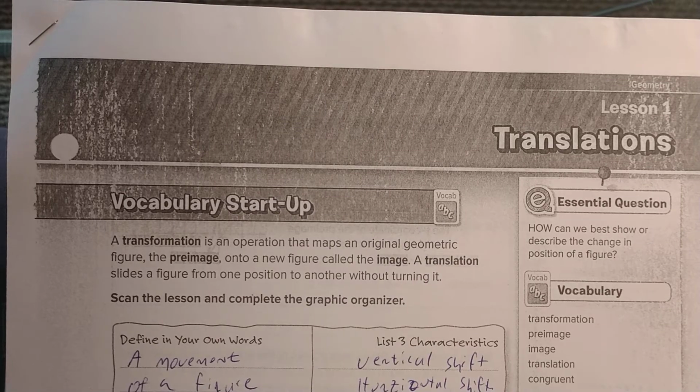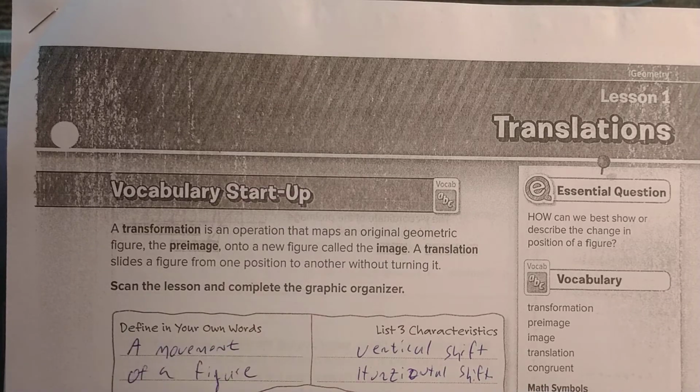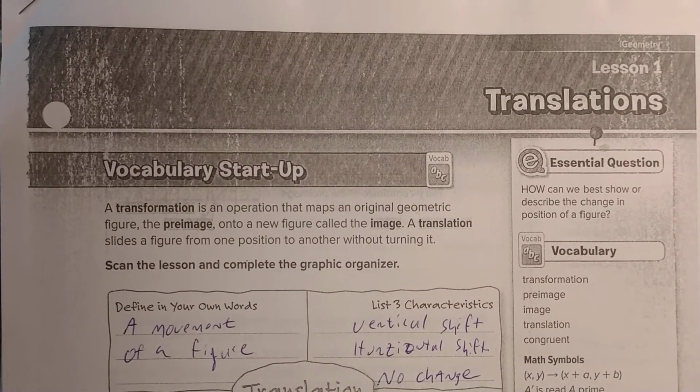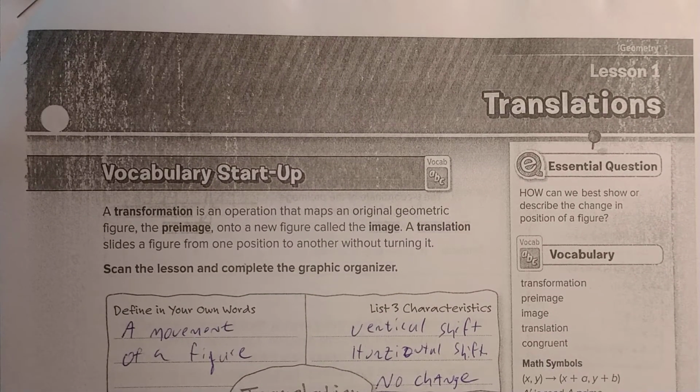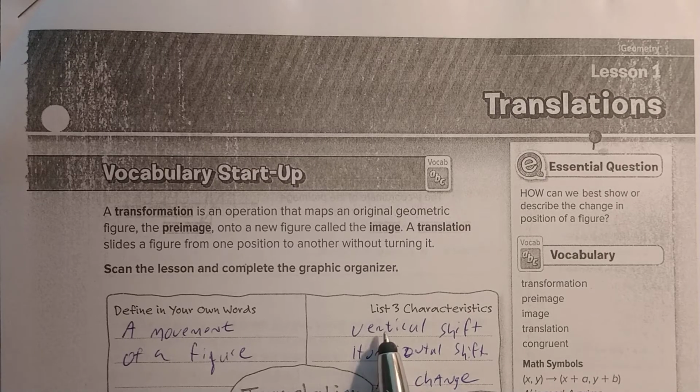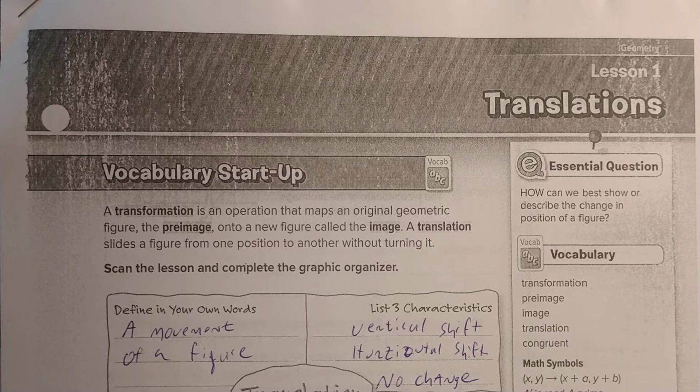So in my own words, I put down a movement of a figure. So transformation is just a movement of a figure. Three characteristics that I found. There's a vertical shift, so that means it can go up or down, because vertical is like up or down. I always think about jumping, that's your vertical. A horizontal shift, so that means from left to right, so that's going to be my x value, where the vertical shift is going to be my y value, okay?